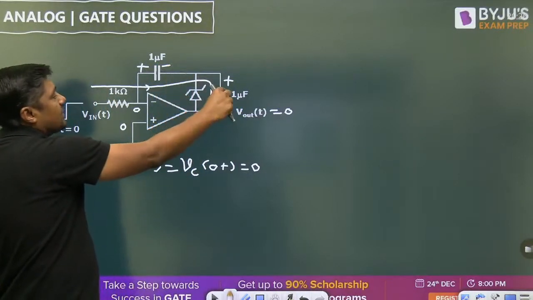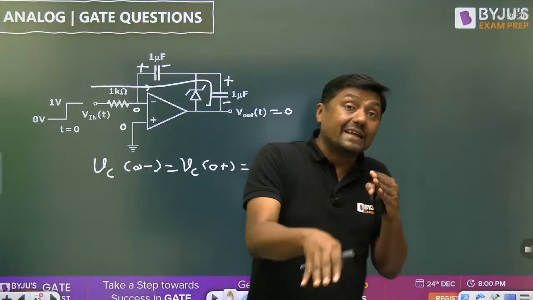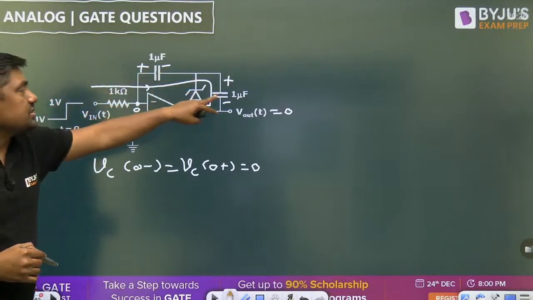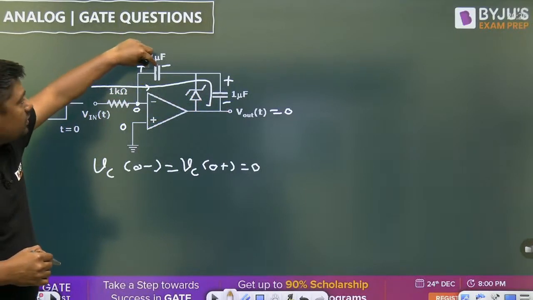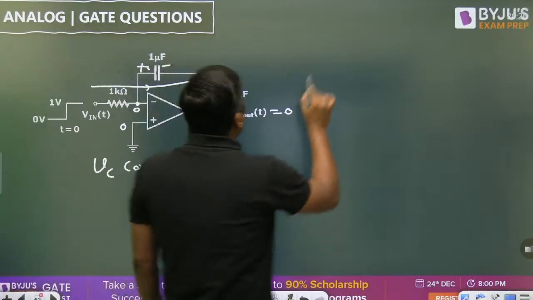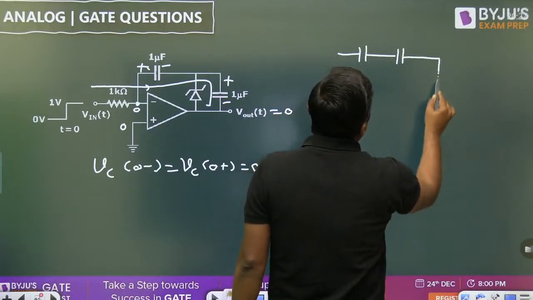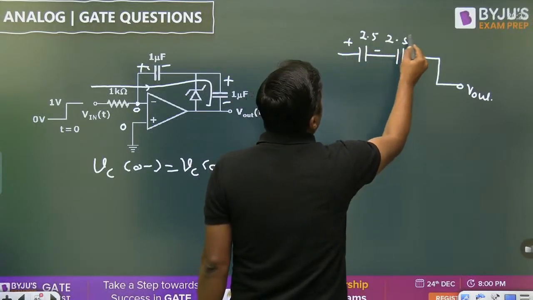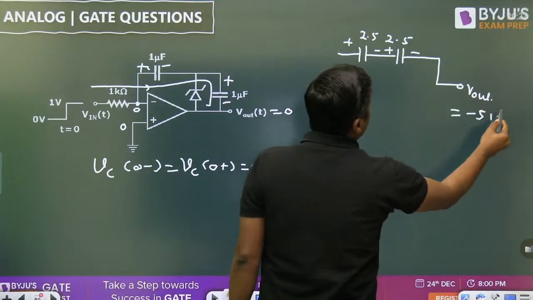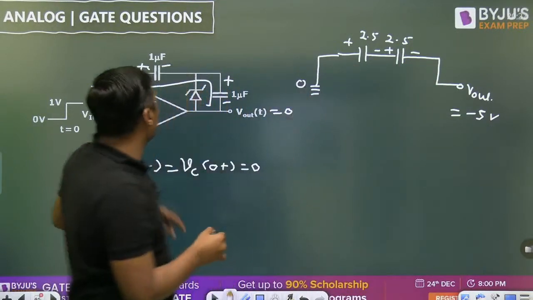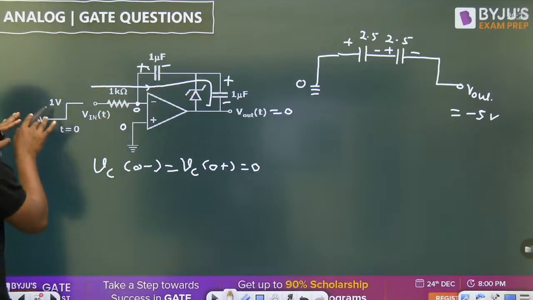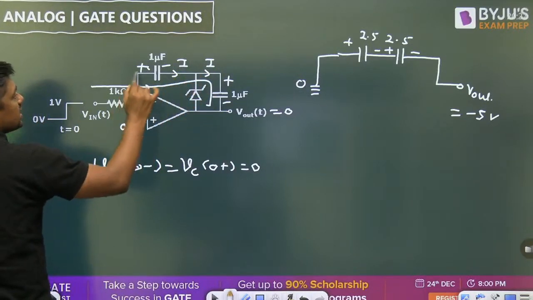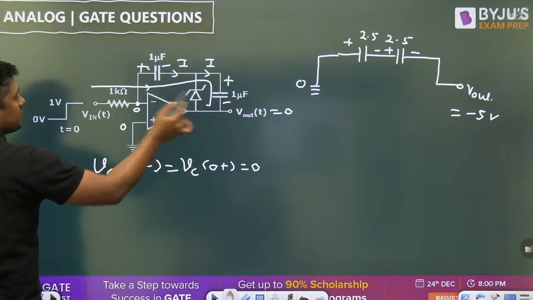When this capacitor charges, definitely the V out will decrease. Why? Because this voltage is 0. But because these two capacitors are same, after some time it will charge up to 2.5. When both the capacitors charge up to 2.5, tell me what is the V out. This is the 2.5, this is the 2.5. V out will become minus 5 volt. And because this voltage is 0, virtual ground, and this voltage is 2.5, constant current will pass through this. That's why there will be linear charging of the capacitor. Constant current will pass through this capacitor. And what is the value of the current?